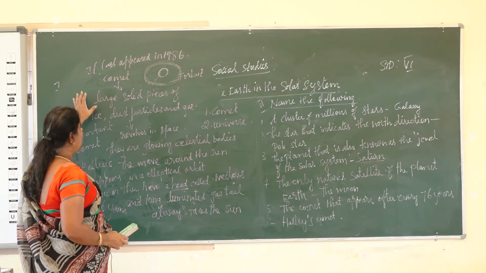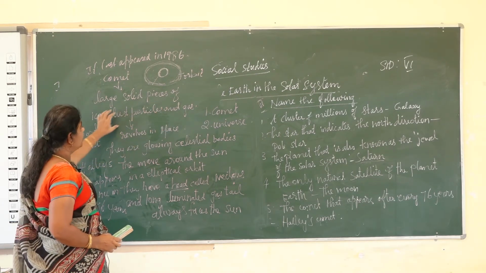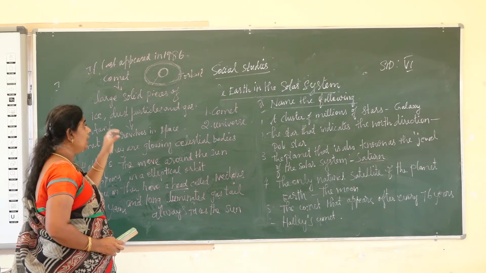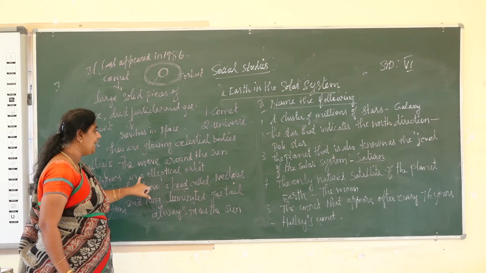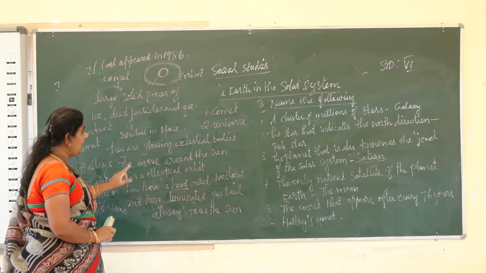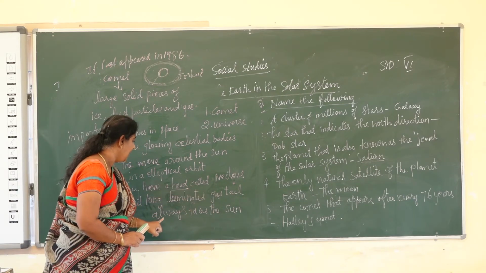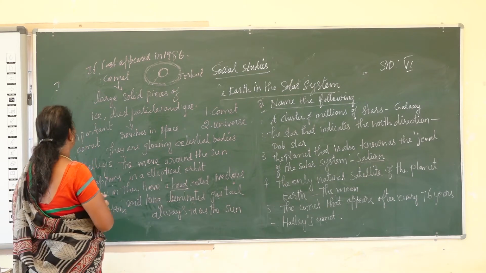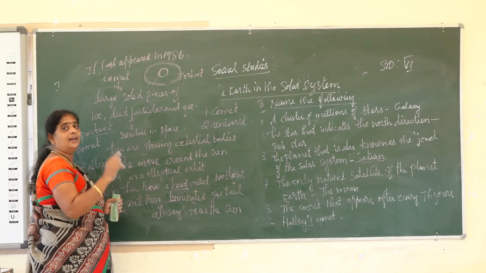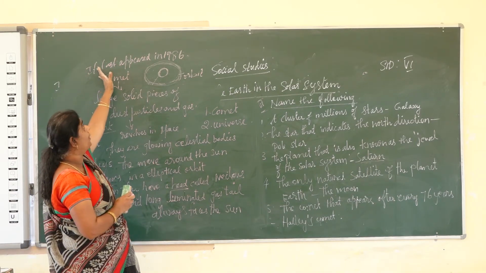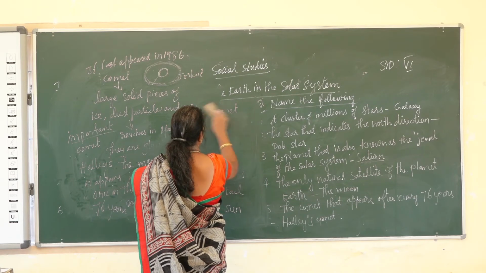Comet means what? Large solid pieces of ice, dust particles and gas that revolve in space. They are glowing, shining celestial bodies that move around the sun in an elliptical orbit. They have a head called the nucleus and a long illuminated gas tail, and the head always faces the sun. The most important comet is Halley's. It appears once in 76 years and last appeared in 1986. Then we are going to see about the universe.